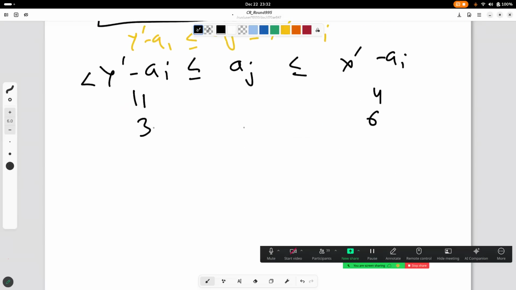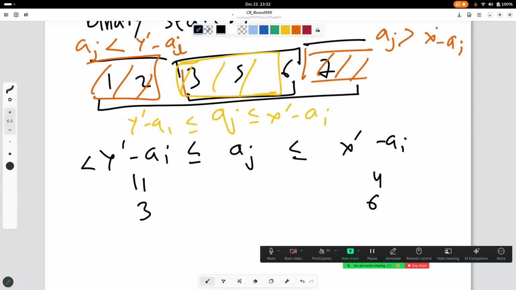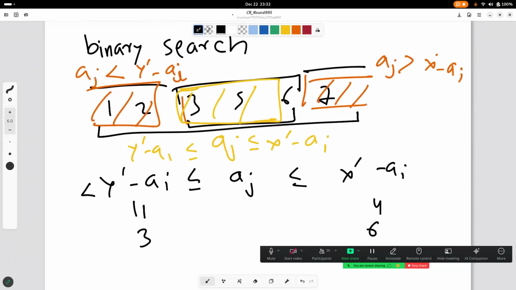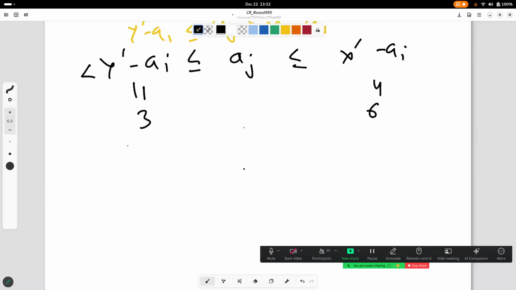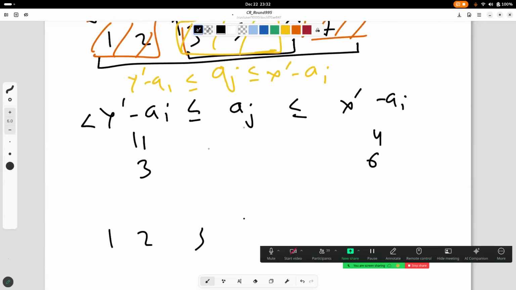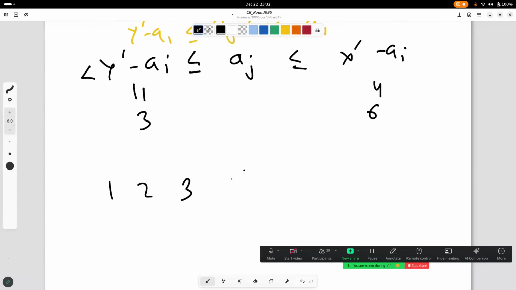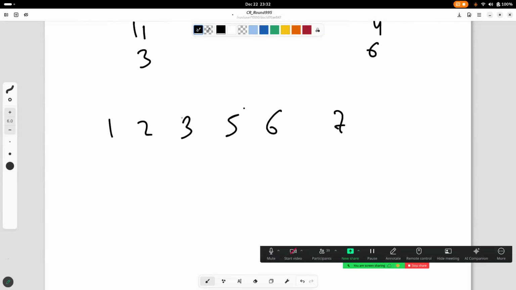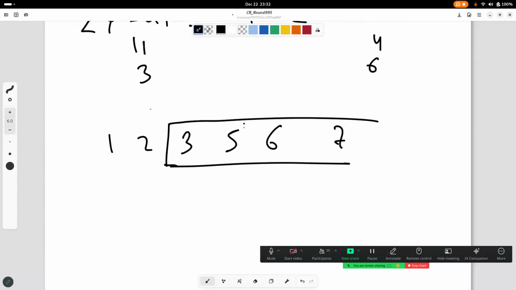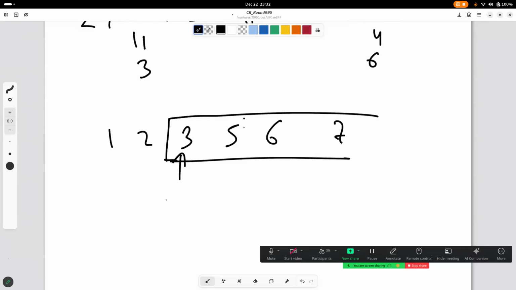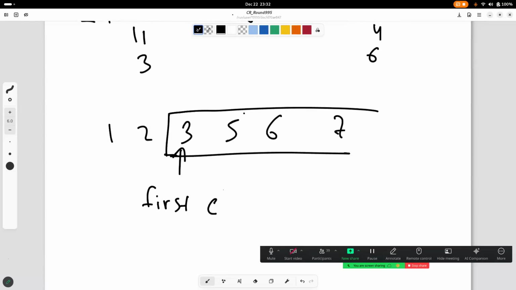Well, what we are doing over here is we have this A of j, and if you actually look at the start of our valid array, so 1, 2, 3, 5, 6, and 7, starting from 3 and it ends somewhere over here. It's actually the first element which is greater than or equal to, sorry, not x, y dash minus A of I.